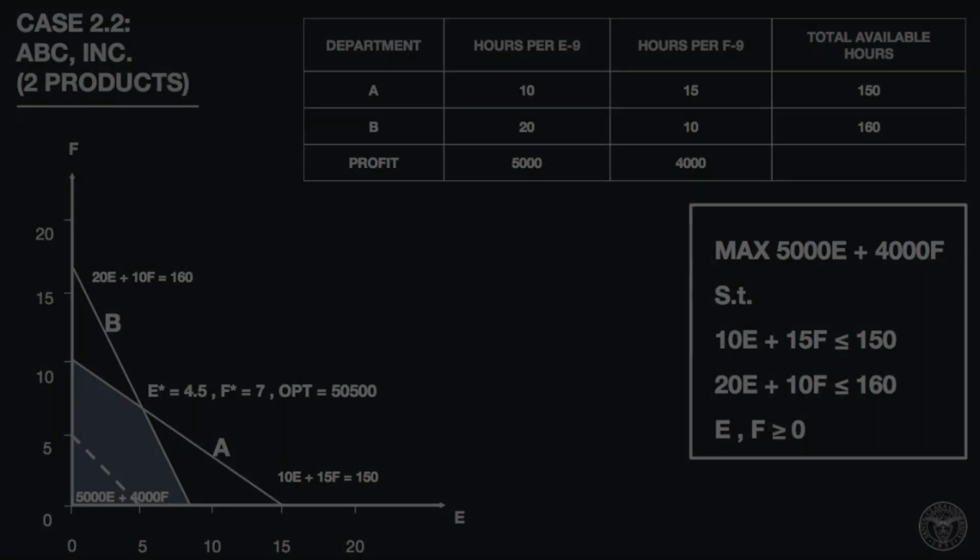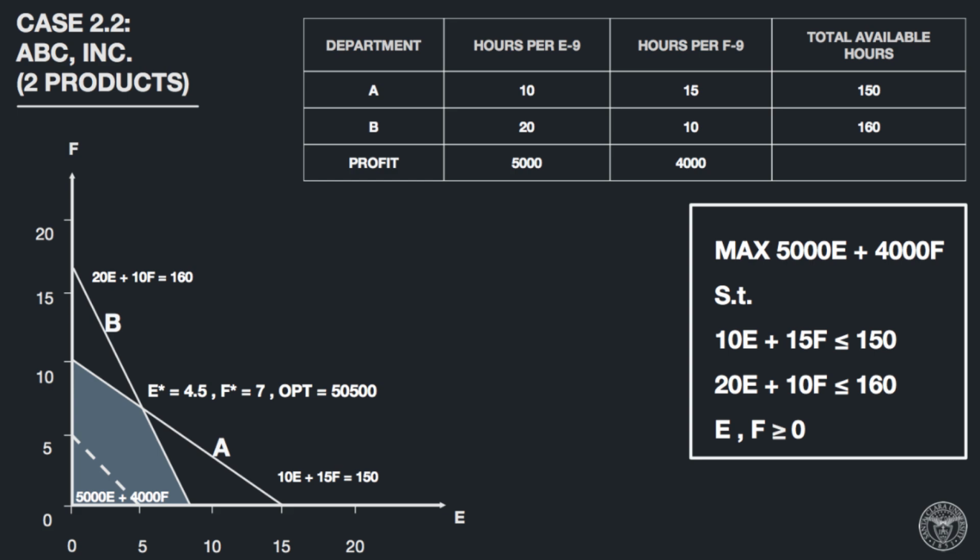We can also summarize the data in a relation table. In this case, we have Departments A and B, and we have the products E9 and F9. Each E9 needs 10 hours of Department A and 20 hours of Department B. Each F9 needs 15 hours of Department A and 10 hours of Department B. Department A has 150 available hours, and Department B has 160 available hours. We also note that E9 gives us 5,000 marginal profit, and F9 gives us 4,000.